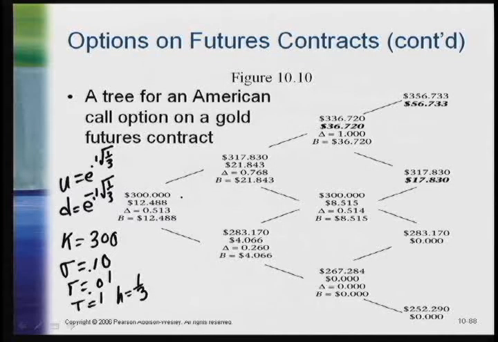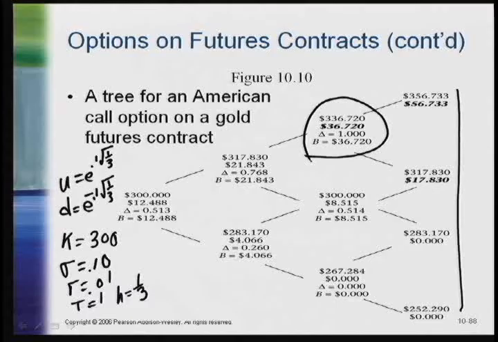So now we have a call option on gold, and we have a strike of 300. We can see the exercise values here come directly from that exercise. And we can see that we have an early exercise here, and that's because at that time the exercise value, which is 36.72, exceeds the expected present value of these values, using P star. And we saw a minute ago that P star is just (1 minus d) over (u minus d).